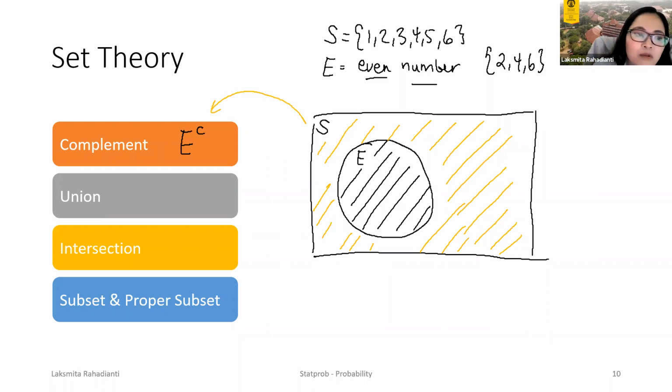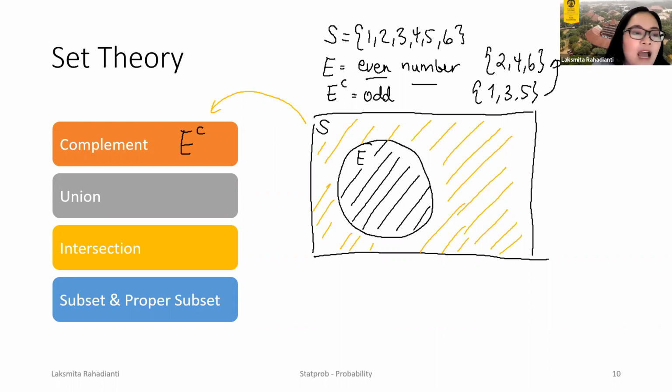Because when I'm talking about sets as well as outcomes of an experiment, when I'm talking about E, the odd numbers, which would be 1, 3, and 5, which is everything else aside from 2, 4, 6. And since every possible outcome is represented by the entire box, obviously, if this is the even numbers, then the odd numbers should be everything else. Okay, that makes sense, right?